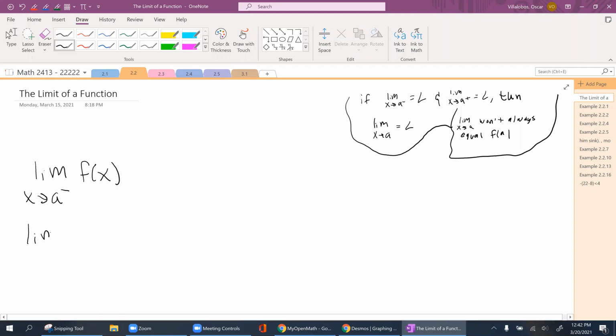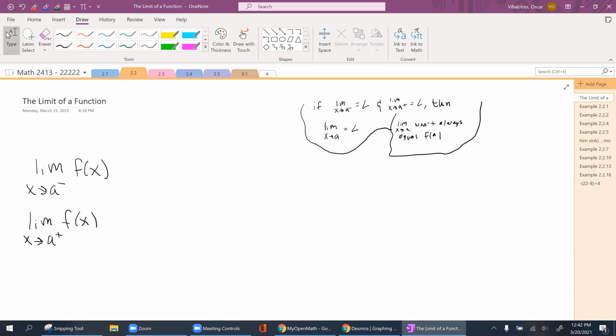You are also going to be finding the limit of a function as x approaches a, but from the right. And you're also going to be finding the limit of a function as x just approaches a. As x approaches a, that means you're approaching it from the left and from the right. So you're honing in, getting tighter and tighter from both sides of that function.